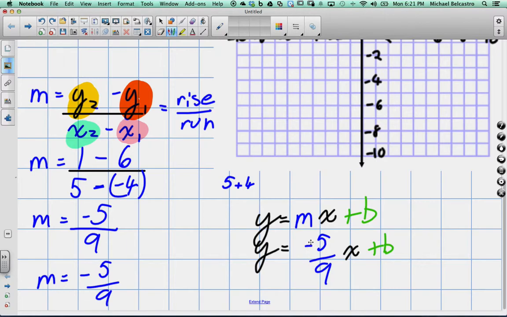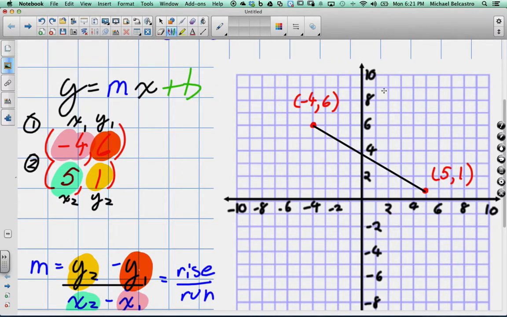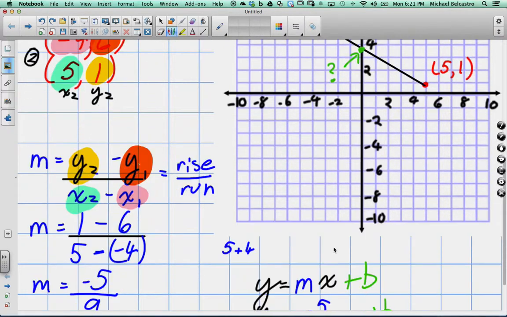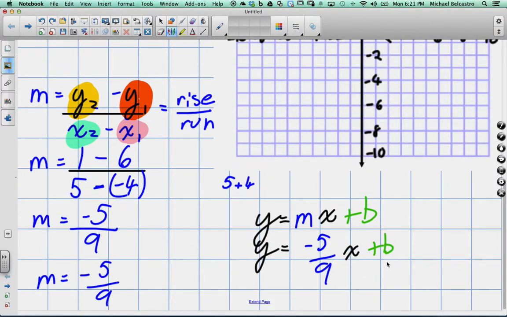B is the y-intercept. So if I look, here's my y value, here's my y-intercept. Can I tell exactly what that point is by looking at the graph? No, this is kind of unknown. So we're going to use some algebra to figure this out. We need to find b.